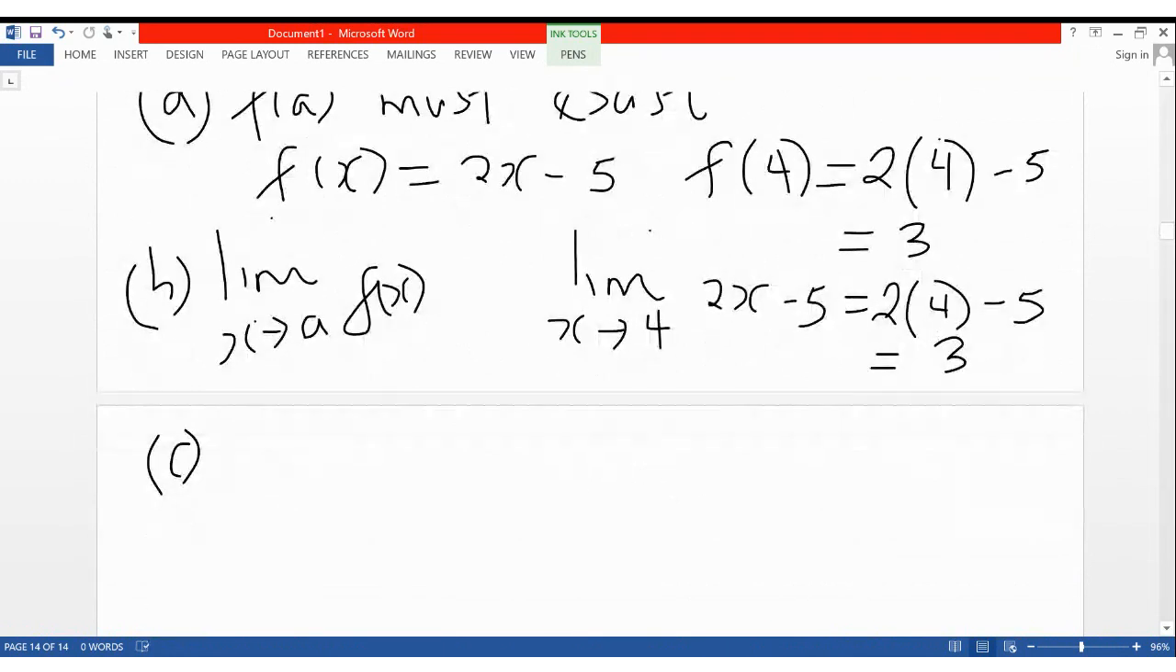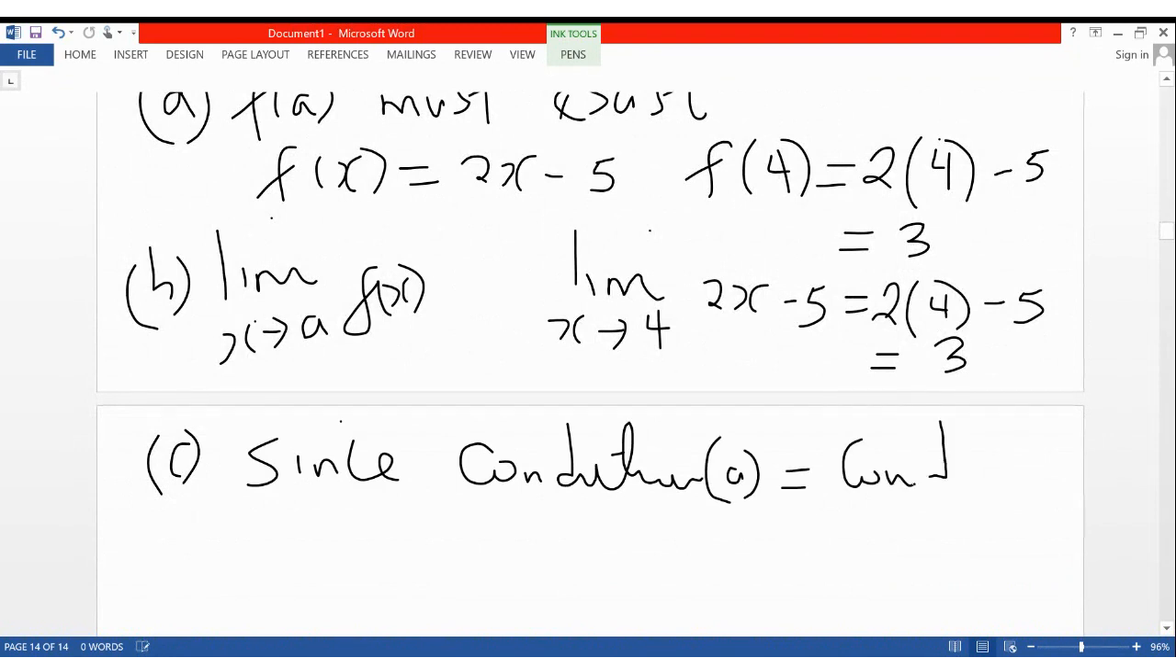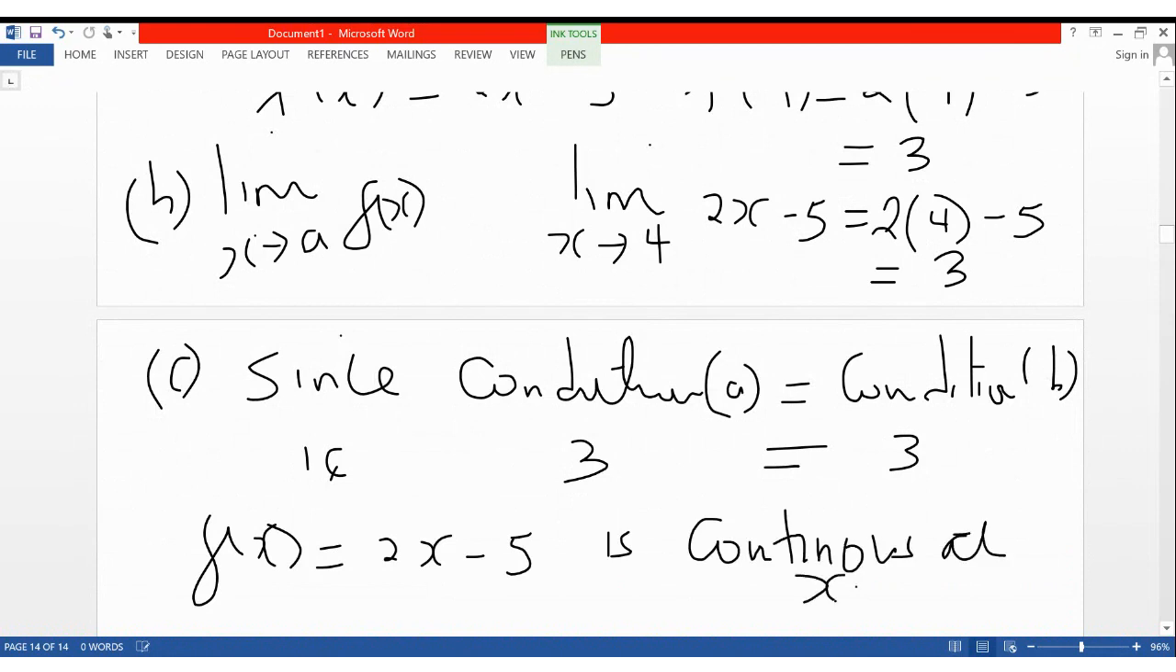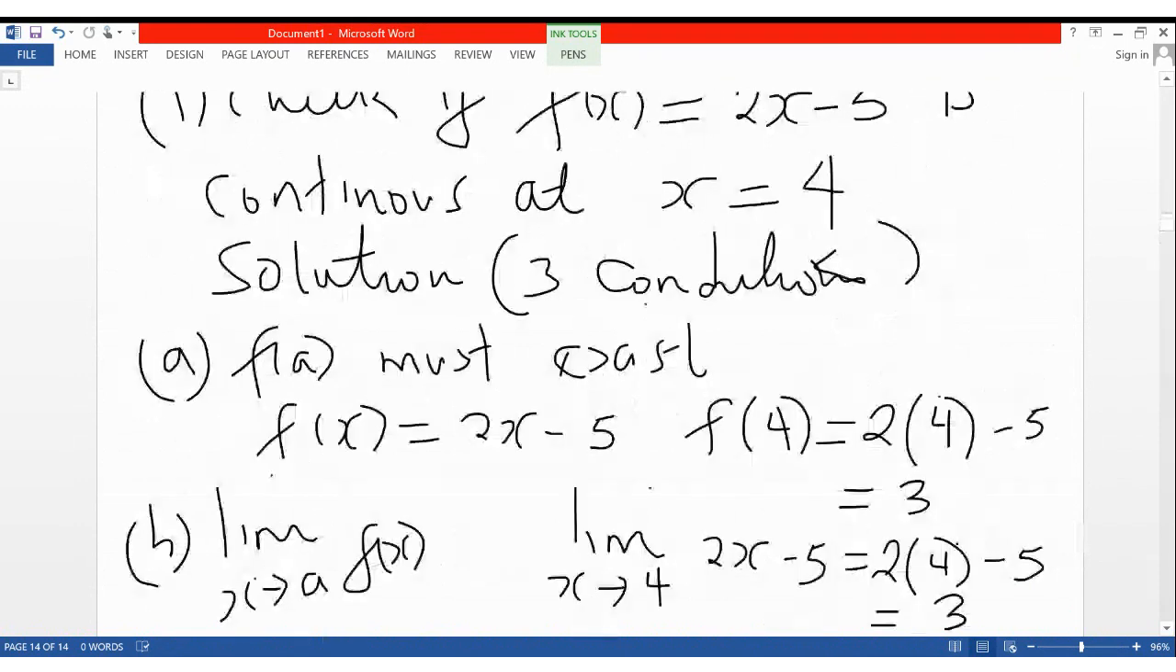So we check now if a and b are corresponding. So since condition a, or condition 1, is equal to condition b, i.e., 3 is equal to 3, f of x is equal to 2x minus 5 is continuous. It's continuous at x is equal to 4. Basically, most of the functions, the polynomials, when you have just a numerator, all of them will be continuous. Most are continuous, so you don't have to worry about it. But if you want to do continuity, kindly do the three conditions. If you don't do the three conditions, then you are done.